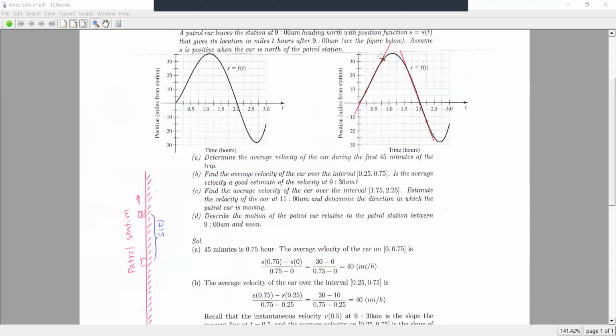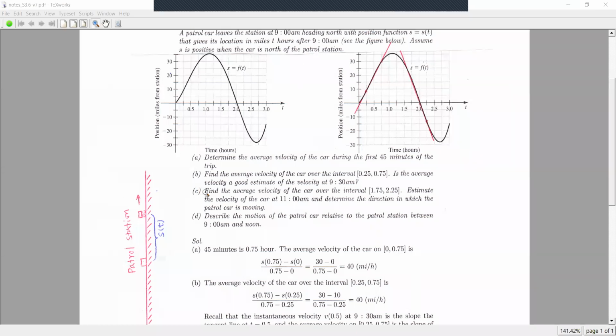And then you will see that the tangent line and the red line are almost parallel. So their slopes are almost equal. Therefore, the answer to part B is: the average velocity 40 is a good estimate of the velocity at 9:30 a.m.